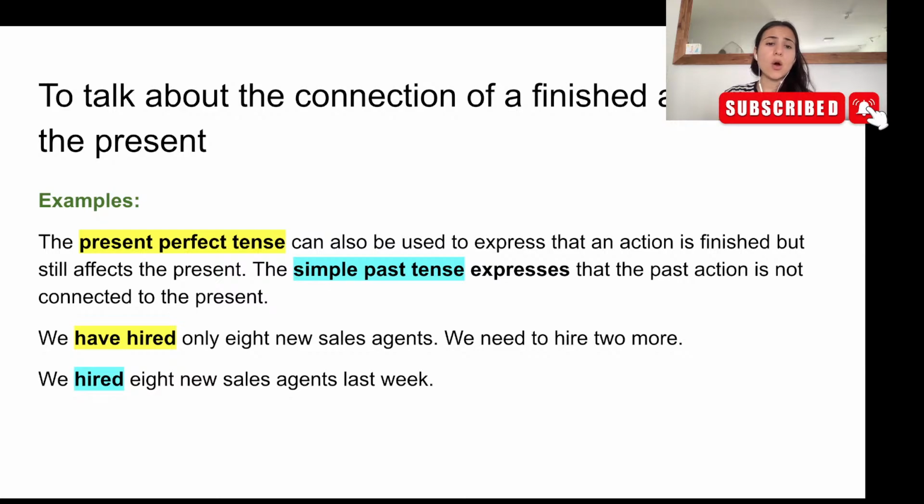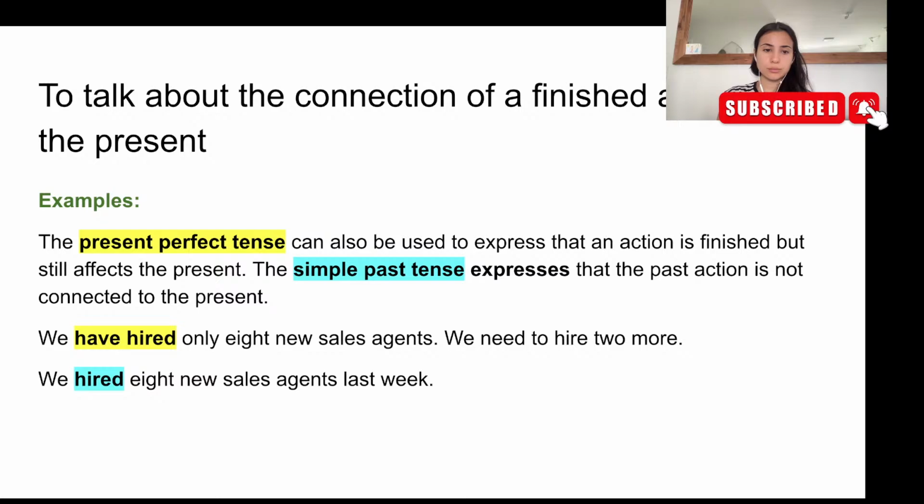We have hired only 8 new sales agents. So this action has already been done. The hiring has been done, okay? Completed in the past, but it's connected to the present because we need to hire 2 more. So they still need to hire 2 more. That's why we're using the present perfect, because the 8 sales agents they hired in the past are connected to the current situation, which is they still need 2 more. All right? Let me know if that's making sense for you guys. If you've got any questions, feel free to comment them. Okay.